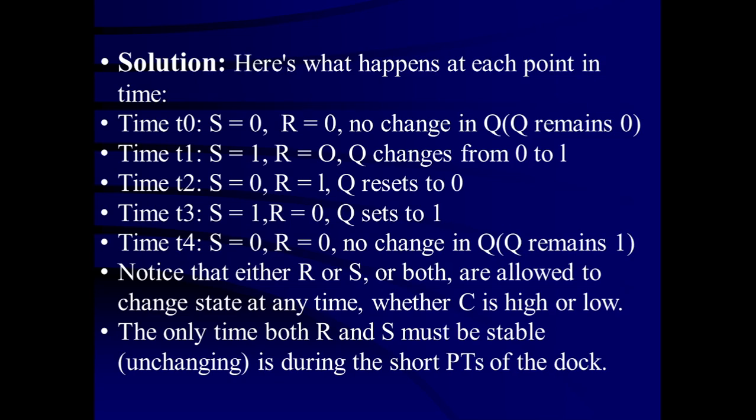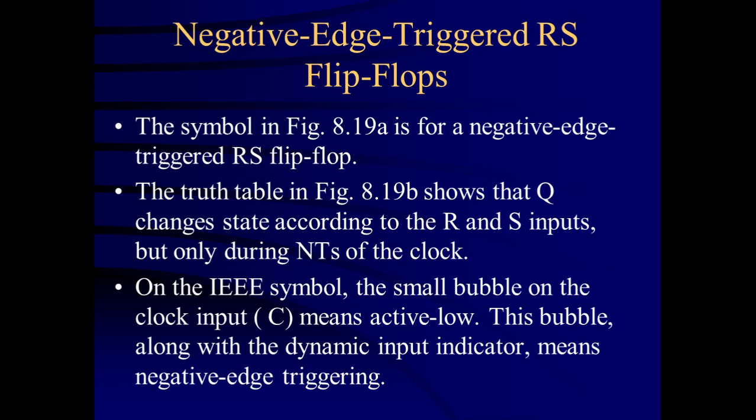That means when the transition from low to high takes place, that is a positive edge triggered flip-flop, and when the transition takes place from high to low, that is a negative edge triggered flip-flop, and that's why it is called edge triggered flip-flop. The only time both R and S must be stable, unchanging, is during the short period of positive transition of the clock pulse.